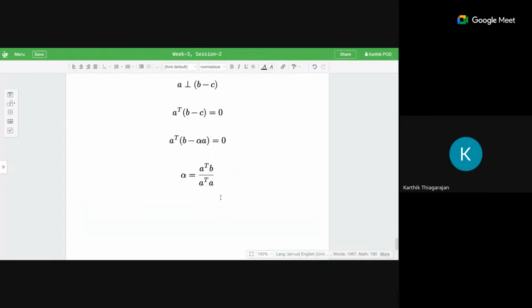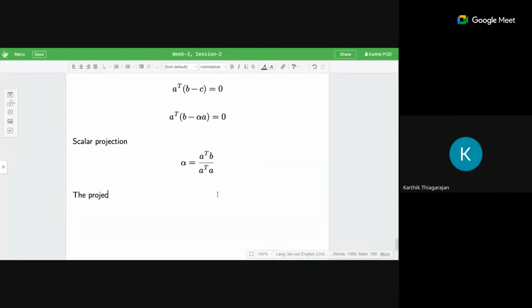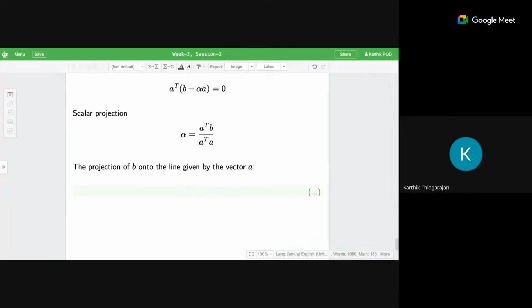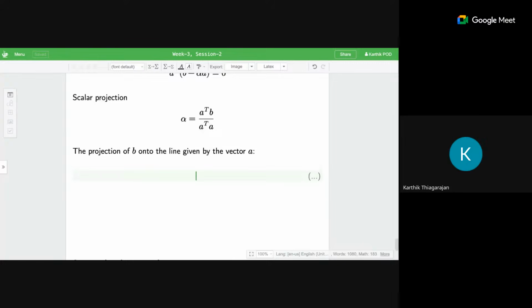Now, this is often called the scalar projection. So this is the scalar value. The projection of B onto the line given by the vector A is nothing but C. C is alpha times A, so this is A transpose B by A transpose A into A. Remember that this is a vector, because you are multiplying a scalar by the vector A.